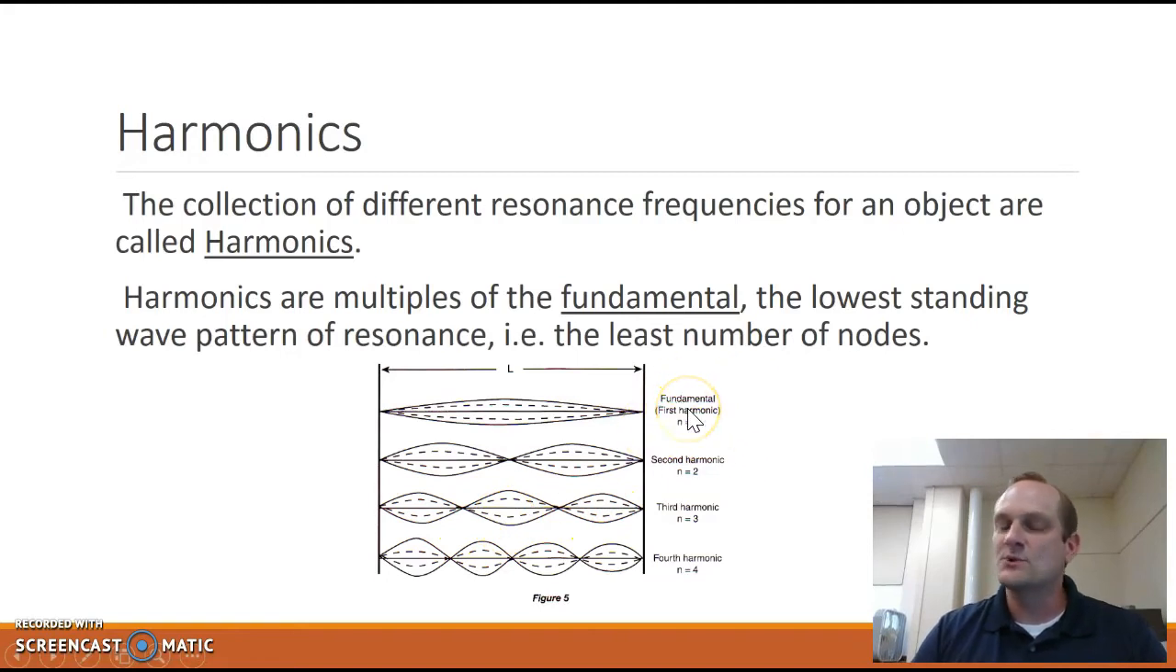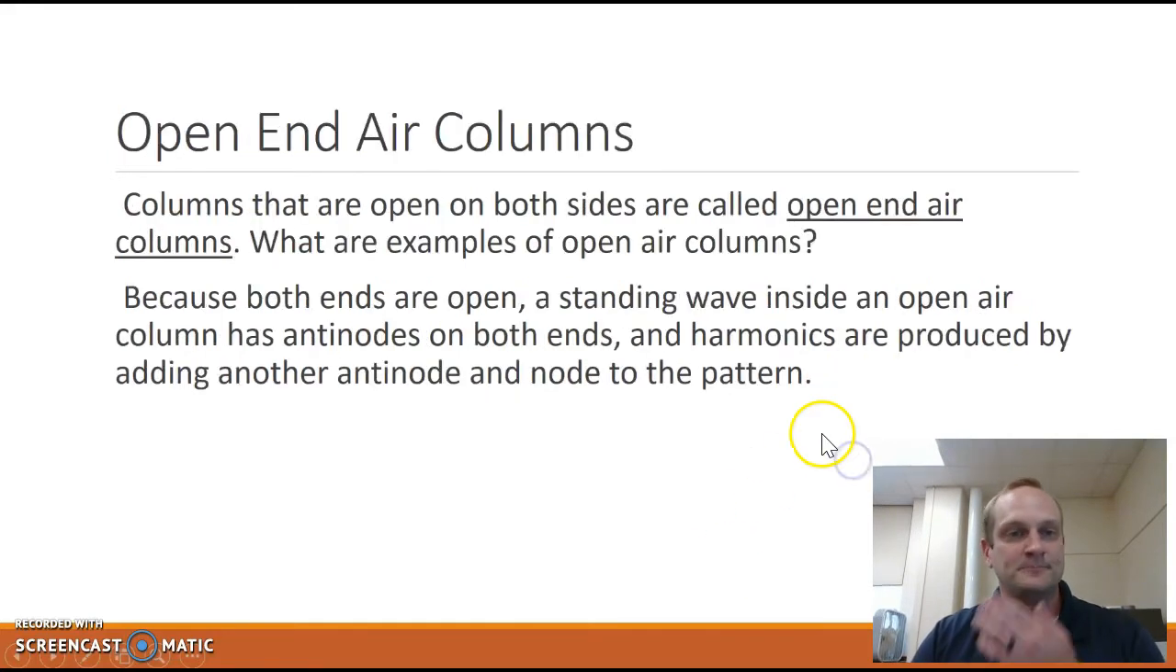You might have not noticed this when you did your labs, but these were multiples of each other, right? The 4th harmonic was 4 times the frequency of the 1st harmonic. The 3rd harmonic was 3 times the frequency of the 1st harmonic, and so on.